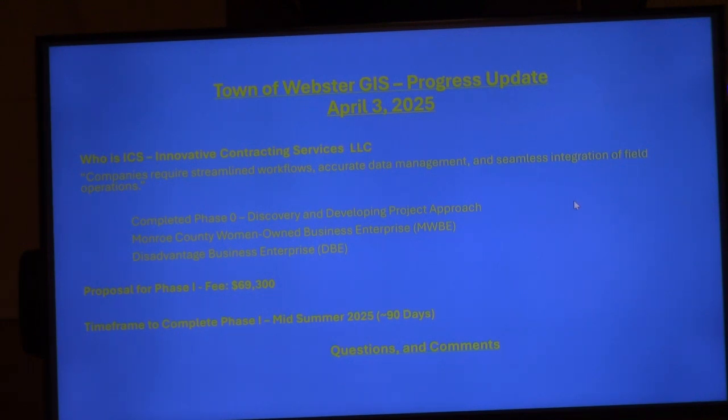Is this what you're looking for? And also wanting to understand what it is that they have in their files, whether they're hard files or digital, that we can start chewing on and incorporating into this. So, like I said, we're targeting a midsummer of this year to get us to that point.